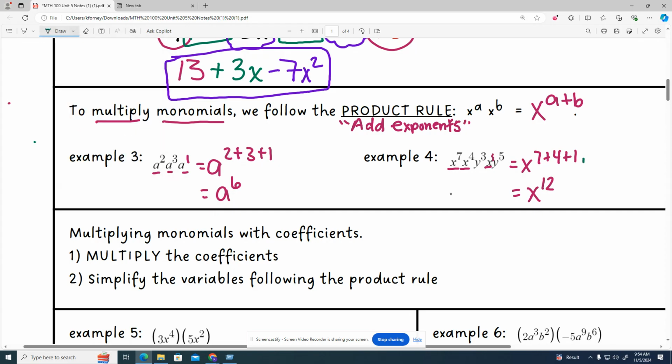Then we have to look at the y. The y has a y cubed and a y to the 5th. So we're going to be adding the 3 and the 5. So that's y to the 8th.